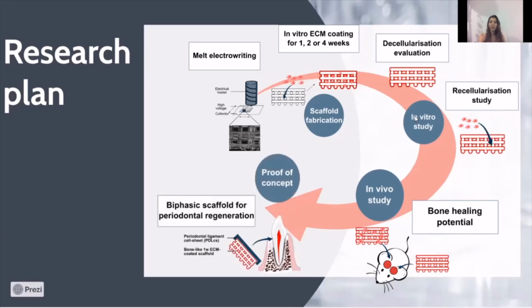We then combine the best performing group for the bone regeneration with periodontal ligament cell sheet, and we decellularize the whole biphasic construct to prove that our technique is translatable.